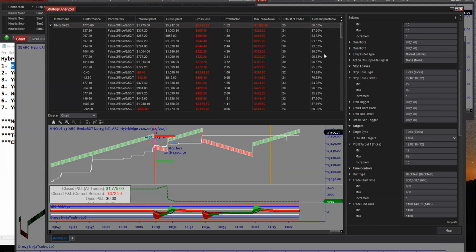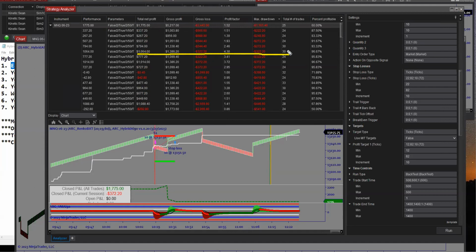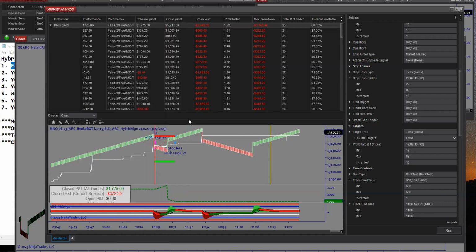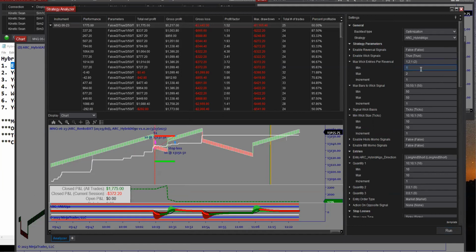Right there. That's a sexy stat right there. Let's go and take a look. How many trades per direction? 1 entry per direction on that signal, okay? Let's just go back and test with 2 signals. I just want to see 2. I want to see what comes back from just testing.